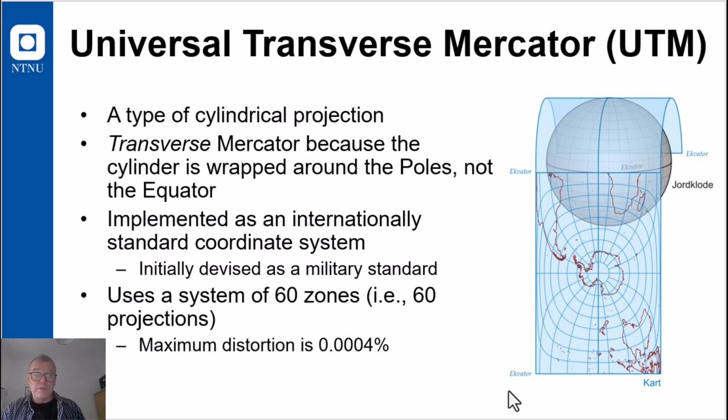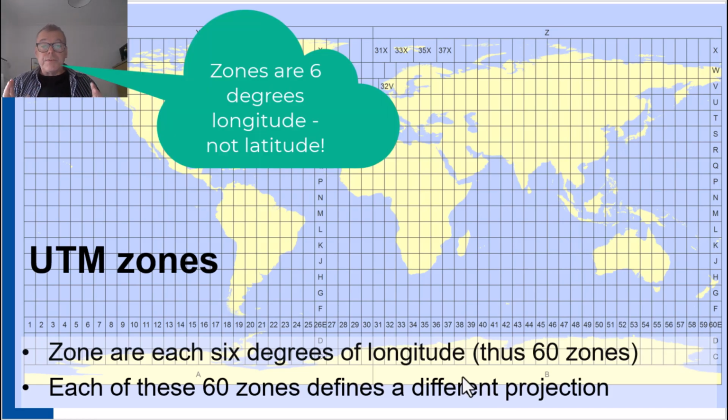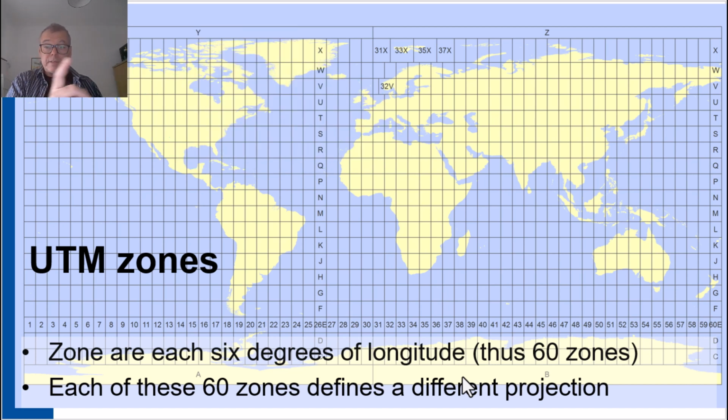It uses a system of 60 zones, thus there are 60 projections. And I'm not sure if I got this number here correct, but the maximum distortion is rather low. So this is why I say that you can measure areas and distances accurately whenever you are within a UTM zone. The UTM zones are each 6 degrees wide, and since it is 360 degrees, we have thus 60 zones in total.